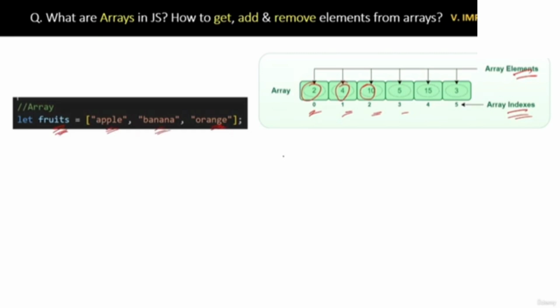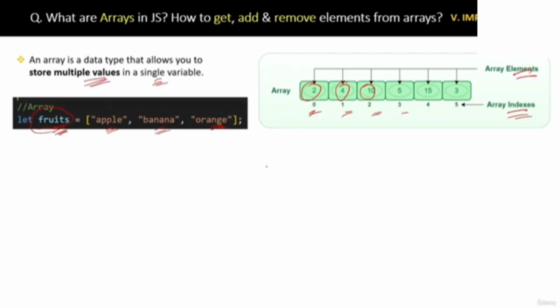So the definition of array is: an array is a data type that allows you to store multiple values in a single variable. Now the question is, why do we need arrays?